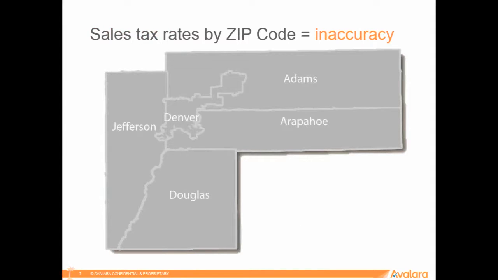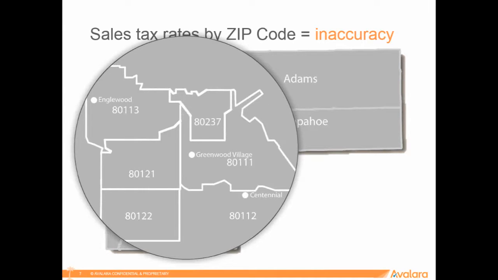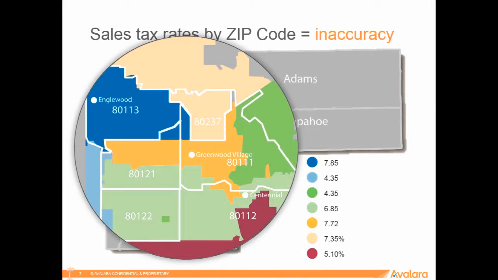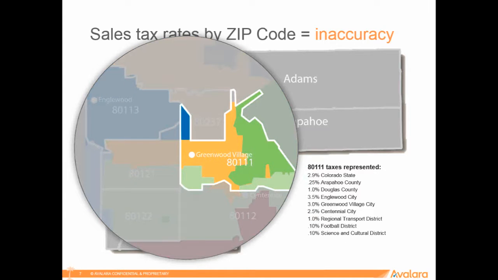So here's a closer look at a specific sales tax rate and a zip code. This is just to show the inaccuracy of how easy it would be to mess this up. So we've got a little subset of Colorado, and as I zoom in here, we've got a bunch of different zip codes. Let's zoom in a little more. You see within this little tiny area, we've got 7 different tax rates. Now, just in the zip code 80111, you have not only the state, 2 counties, 3 cities, and 3 districts.